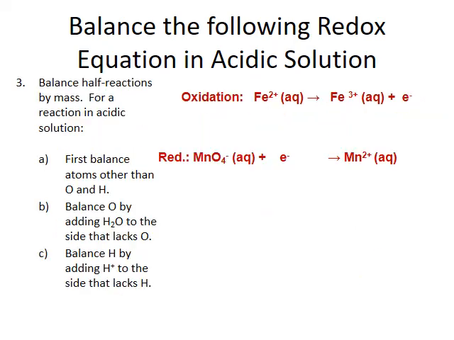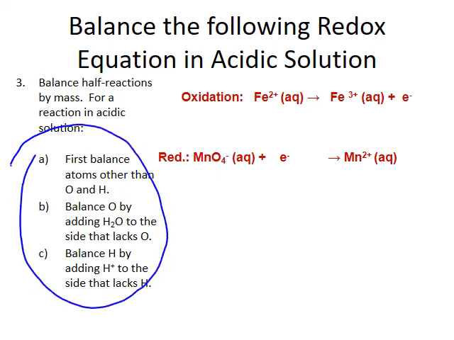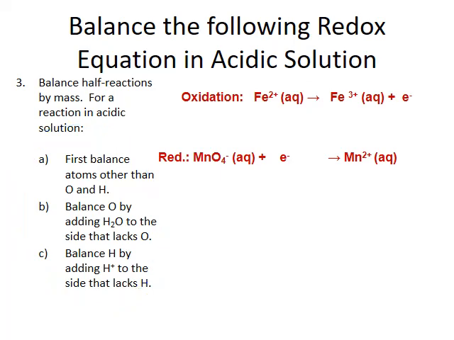So the next step is to balance each half reaction by mass. And we're going to add a few steps here to help us balance the oxygen. And we can do this because we're told that this reaction occurs in acidic solution. This is an important point. So first, we balance all the atoms except oxygen and hydrogen.